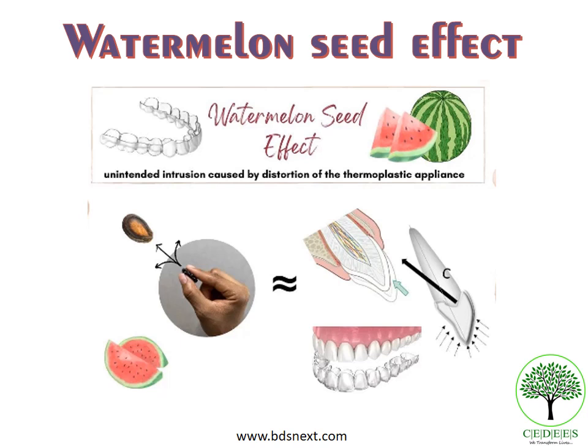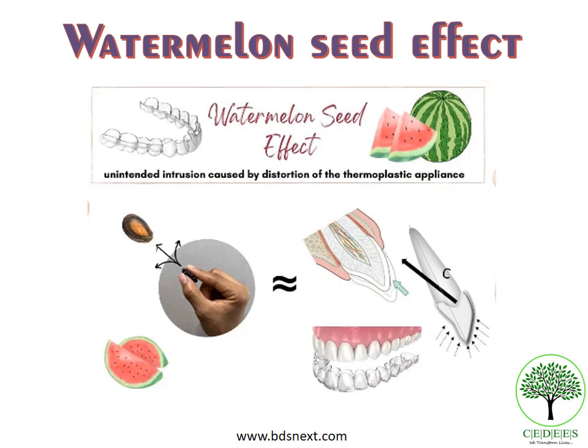Next, we have an interesting effect which is known as the watermelon seed effect. This is seen in patients wearing thermoplastic appliances, or more popularly known as clear aligners. There is some unintentional intrusion that is caused when the tooth distorts the thermoplastic appliance or the aligner when it is being worn. Now, why is this unintentional intrusion called the watermelon seed effect?